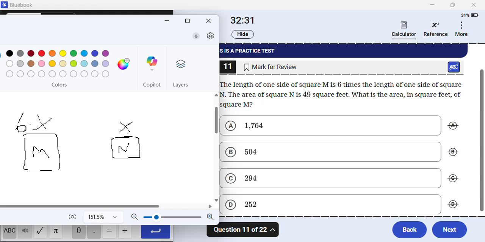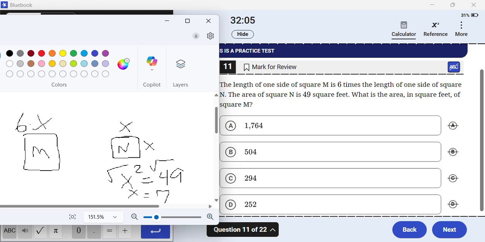And then we're looking at area. So area of a square, length times width. On a square, they're the same. So x times x is x squared. And it says the area of square N is 49. If we take the square root of both sides, that gives me x is 7.